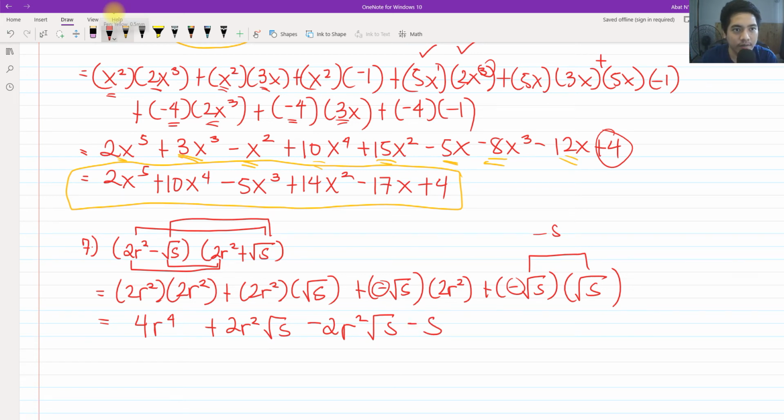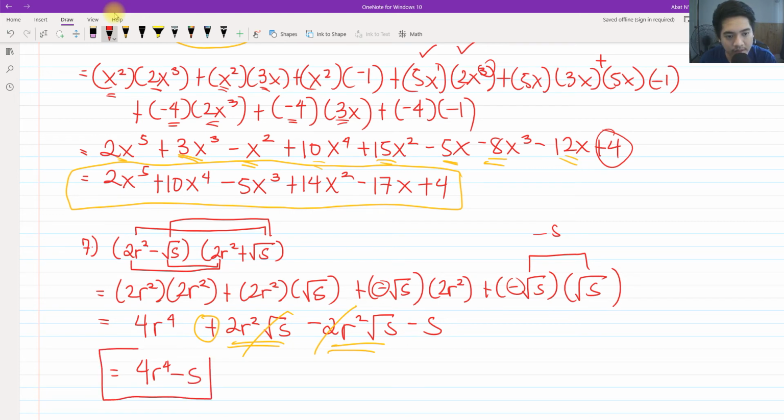So as you can see, these two terms in the middle are very similar except that one is positive and the other negative. So we can cancel them out since they are really the same but opposite sign. So we have 4r cubed, minus 4r raised to 4 minus s. So that's the result of the product.